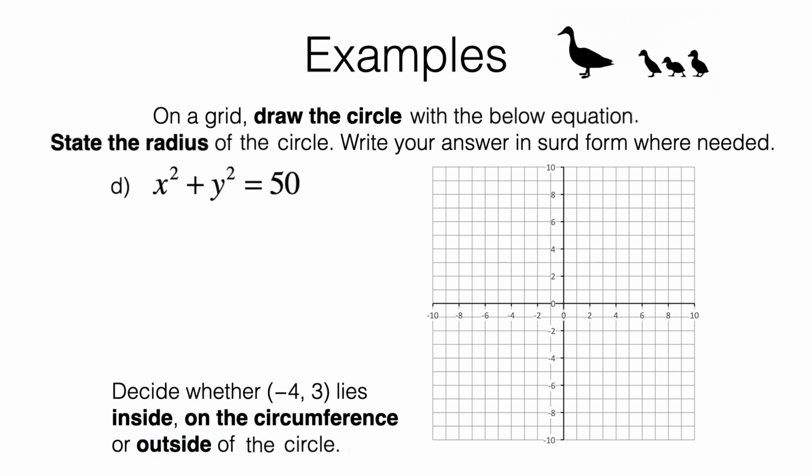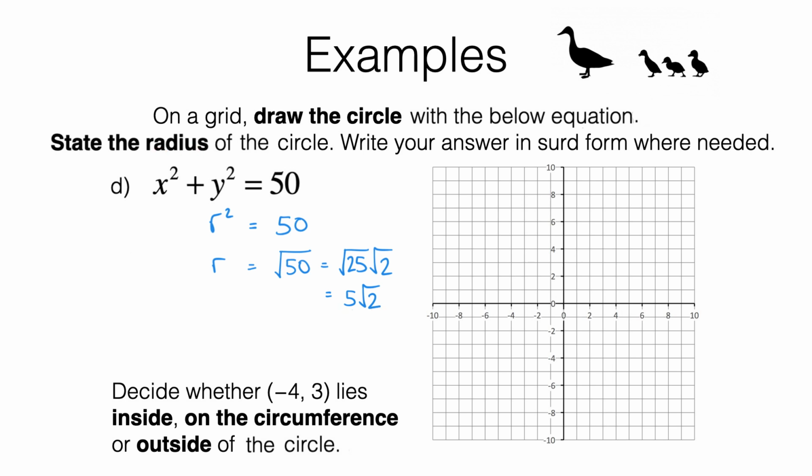Here's the final question. Pause the video and have a go at this one for yourself. Here's what you should have got. In this case, we have x squared plus y squared equals r squared. So that means r squared is 50, and that means r is the square root of 50. Now we can simplify this. This is the square root of 25 times the square root of 2, which gives me 5 root 2. So this is a circle with radius of 5 root 2.